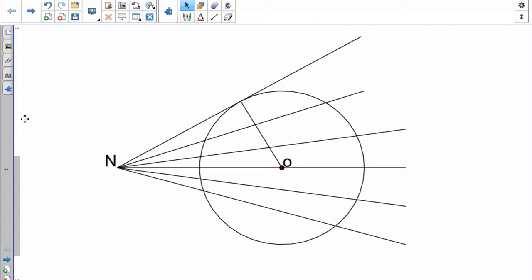Okay, so now what I want you to do is measure the following angles. I need you to measure this angle here, and this angle here. All right, those three angles. Measure those three angles.